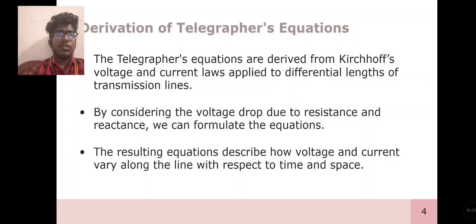Derivation of the telegrapher's equations. The telegrapher's equations are derived from Kirchhoff's voltage and current laws applied to differential lengths of transmission lines. By considering the voltage drop due to resistance and reactance, we can formulate these equations. The resulting equations describe how voltage and current vary along the line with respect to time and space.